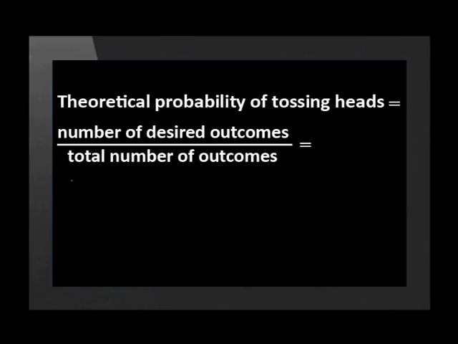Let's apply this to tossing a coin. There are 2 possible outcomes for tossing a coin, namely heads or tails. This means that the theoretical probability of tossing heads is equal to 1 out of 2 or 0,5. This means that when the coin was tossed 10 times, we should have tossed 5 heads and 5 tails.